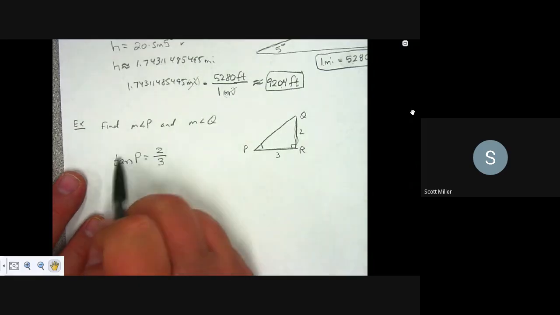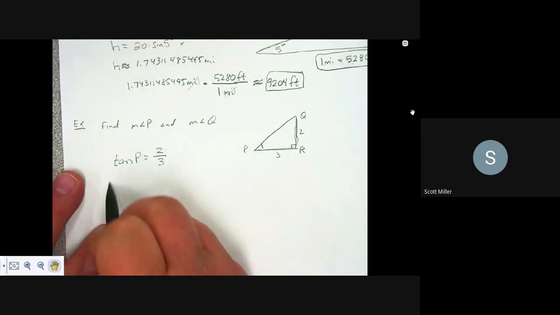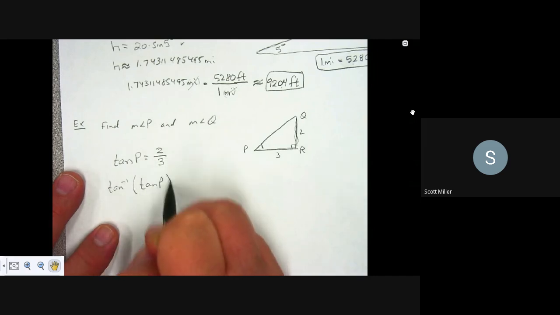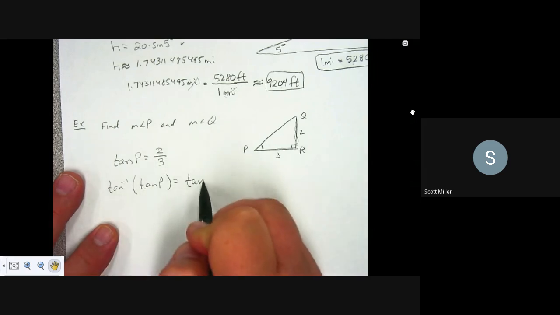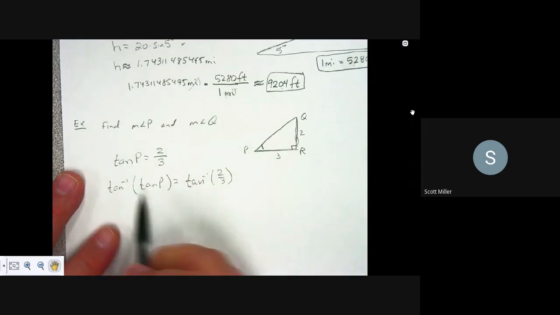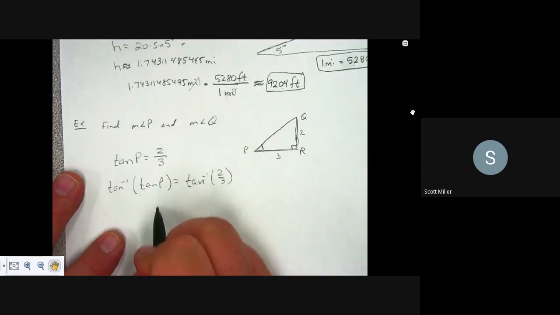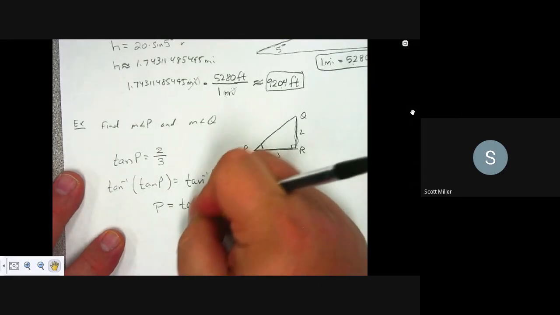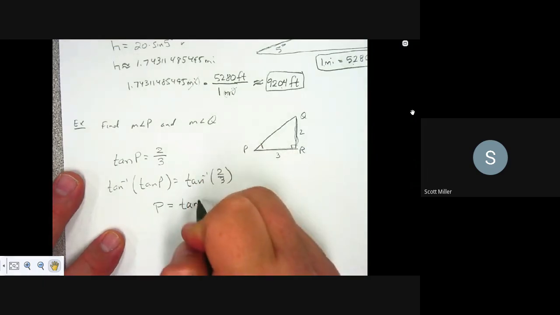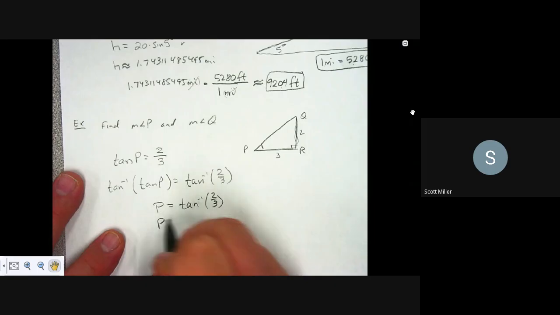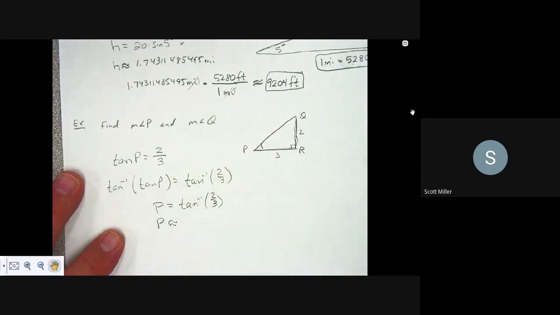I want to undo the tangent on this angle P, so I'm going to take the inverse tangent of the tangent, and then I do the same thing on this side, so the equation stays balanced. These things drop out, and I'm left with just angle P. And then I can have angle P is the inverse tangent of 2/3. I can use my calculator then to work this out.